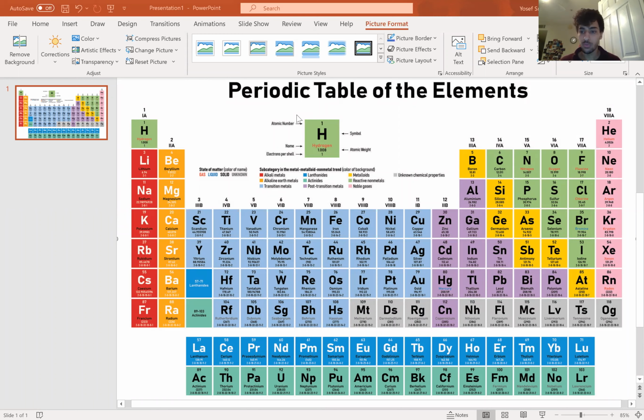Now today we're going to be going over writing ionic formulas. So here we have the periodic table and I'm going to be writing stuff on it to help you guys visualize and have stuff explained.